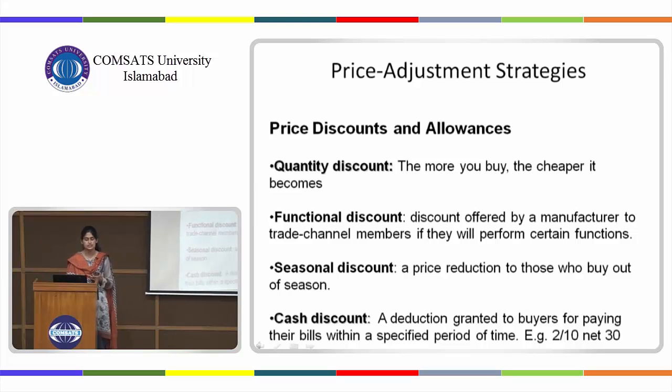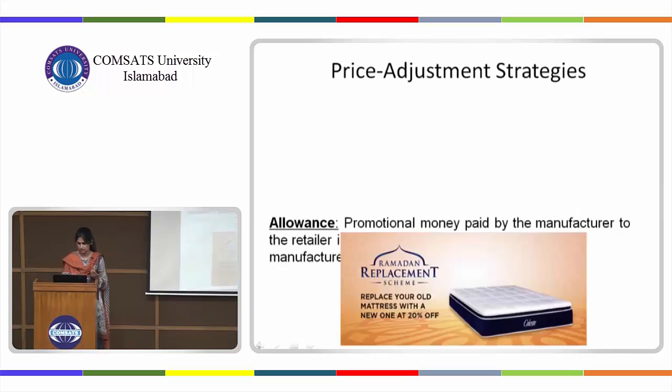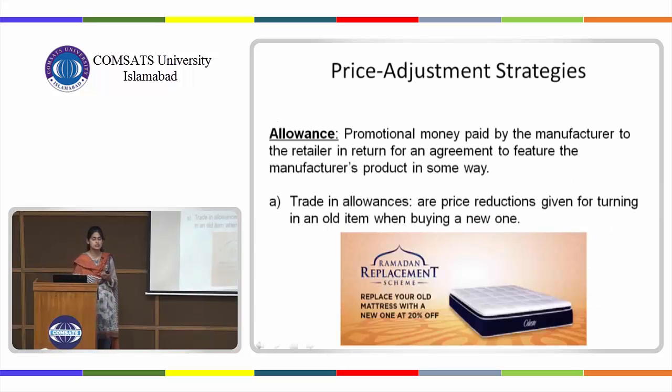And the next one is cash discount, a deduction granted to buyers for paying their bills within a specified period of time. We took the example of 2/10 net 30, which is if you pay the total amount within 10 days, you get 2% off the total bill. And you have to make the full payment within 30 days. Then we talked about allowance. Allowance is the promotional money paid by the manufacturer to the retailer in return for the agreement to feature the manufacturer's product in some way.